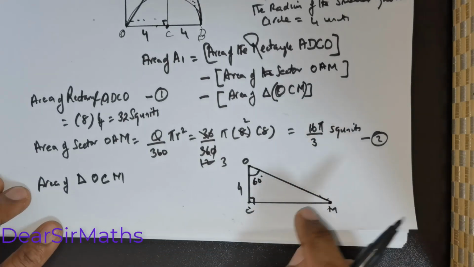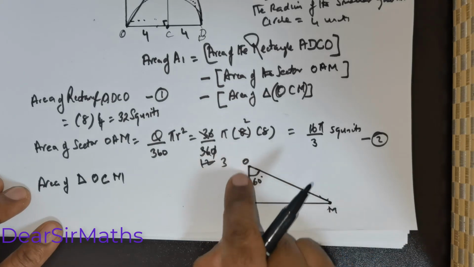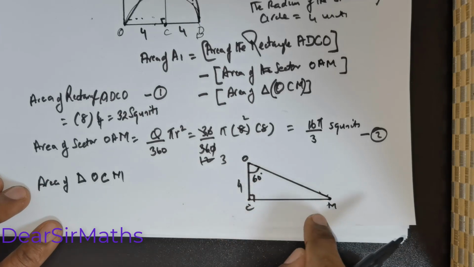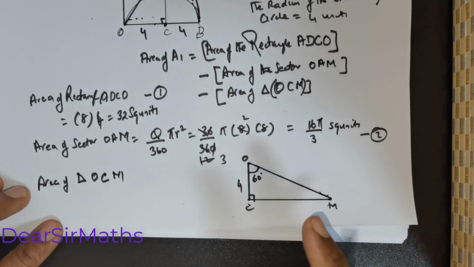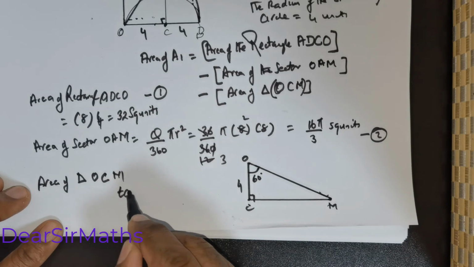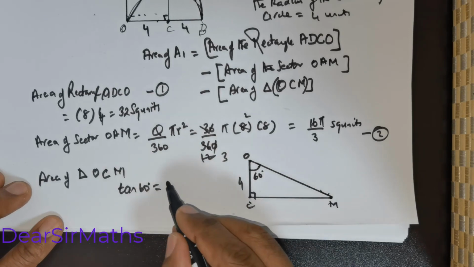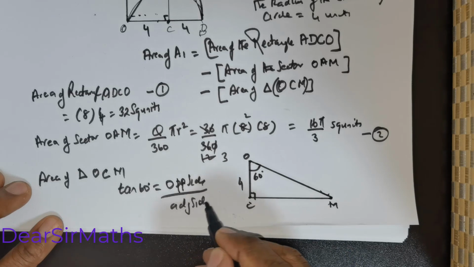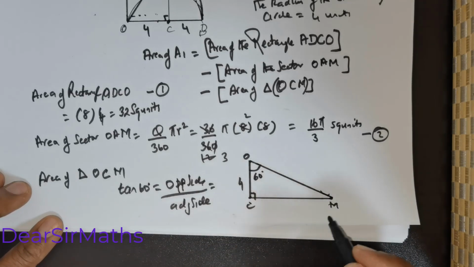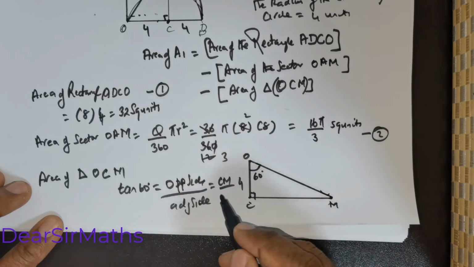Now, do I know this length? I need to know this length. Because if I were to take this as the base and this as the height, then I'm looking for this. I need to know this, right? Now what I wish to do is I would like to use tan 60. Now tan 60 is equal to opposite side by adjacent, right? Now opposite side is CM and adjacent side is 4 units.